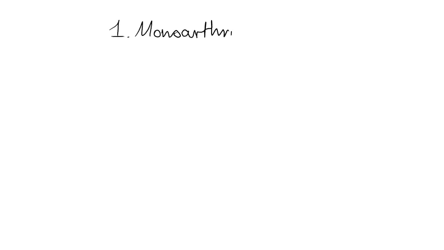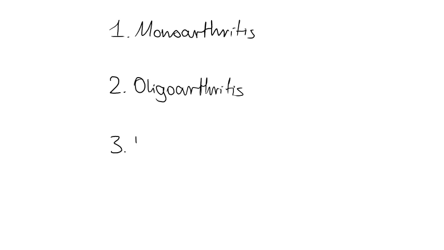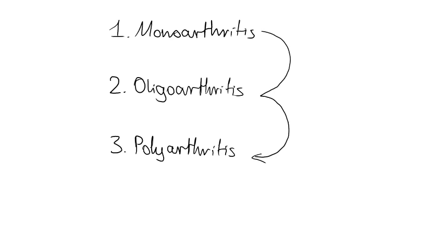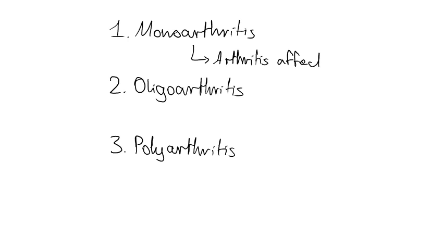And the first term is monoarthritis, followed by oligoarthritis, and finally polyarthritis. And as you can see, as we are writing these words, the number of joints affected is going to be increasing. So let's define what these words mean. Monoarthritis is pretty self-explanatory. This is when arthritis affects one joint only, so one joint is affected.